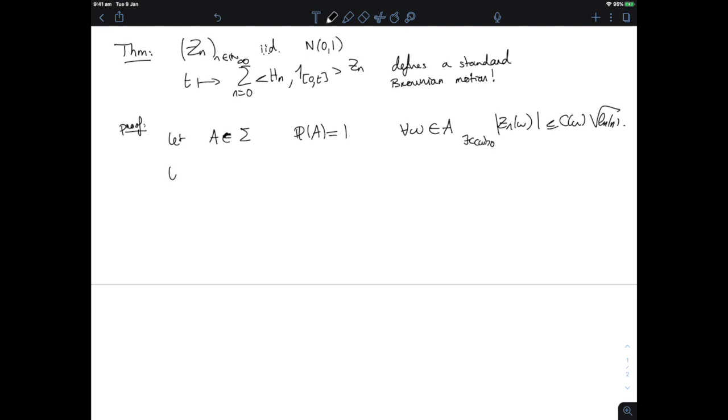And now I'm going to give myself two natural numbers. Let's call them capital M and capital N. Okay. And I'm going to give myself a t in [0,1].